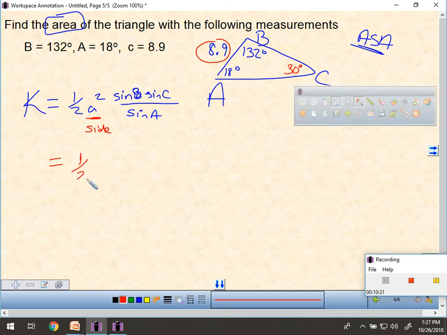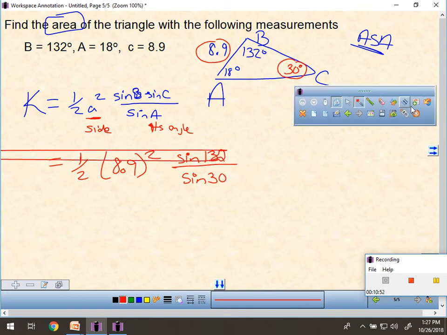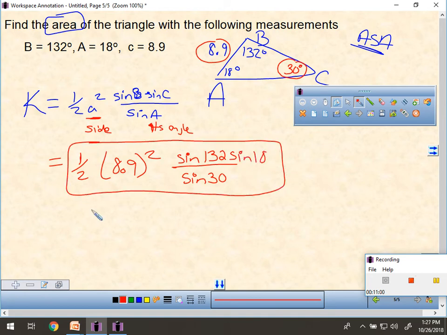So I'm going to have 1/2 times 8.9 squared. But this is what's crucial. Whatever side I give you, its angle goes in the denominator. So notice that 8.9, its angle is 30. So you're going to put sine of 30 in the bottom. So yes, it does matter which angle goes where. You have to put that angle that its side goes with. You need to put that one in the bottom. But that's it. So you're going to type this into the calculator.